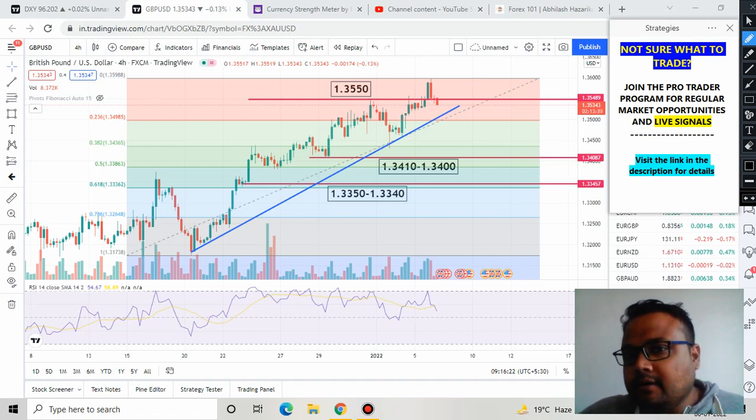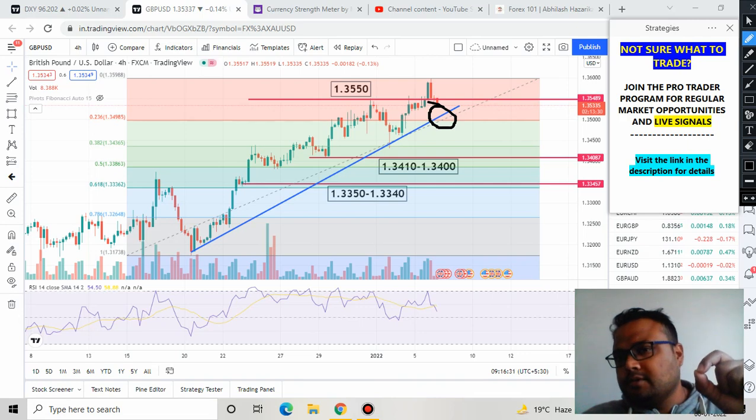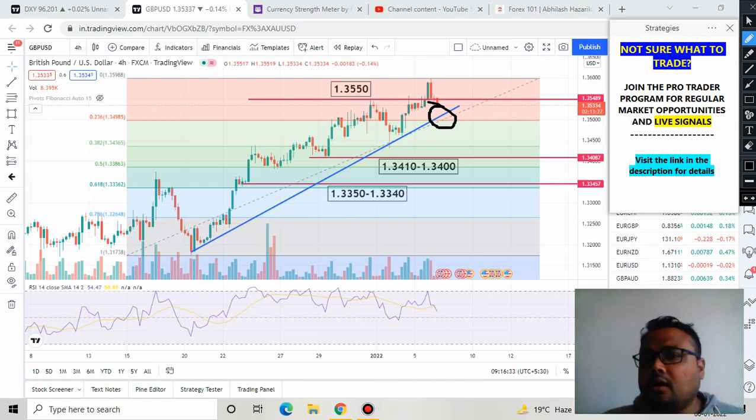So keep in mind that this level may be support to the market. If you buy, also go with a very small position. Okay, go with a very small position.